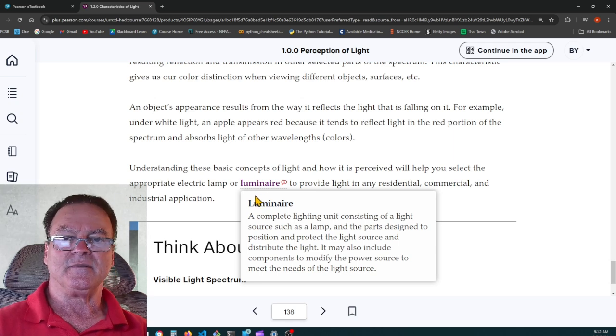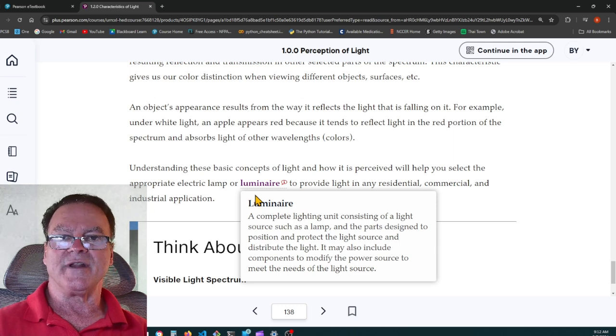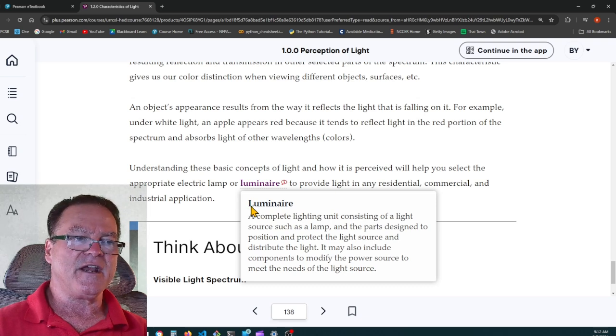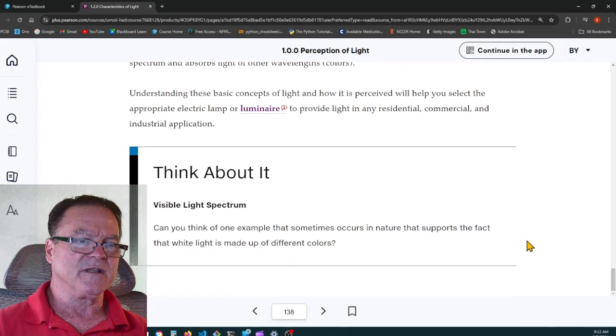I guess it was about 16 years ago, the International Code Book or the National Code Book, the NFPA 70, they changed the word fixture to luminaire because in Europe that's what they know them as. A complete lighting unit consisting of a light source such as a lamp and the parts designed to position and protect the light source and distribute the light. It may also include components to modify the power source to meet the needs of the light source. So that's a luminaire, it's a light fixture.